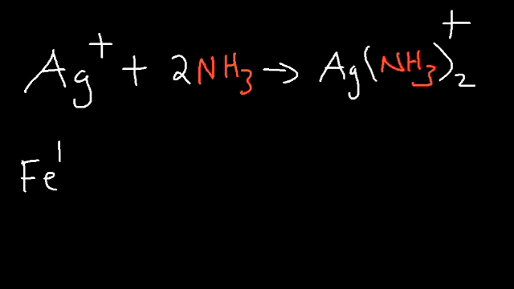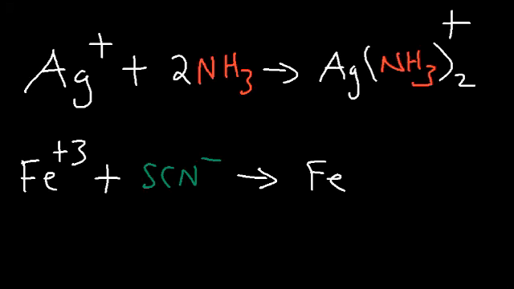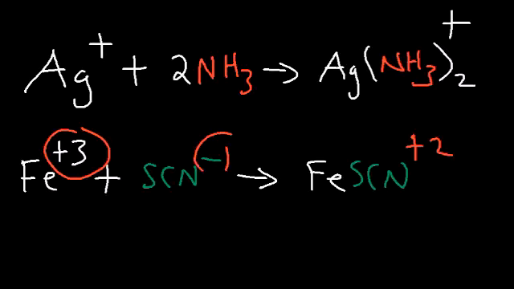Now the Fe3+ cation can also form a complex ion with thiocyanate, and it forms this iron thiocyanate complex. And the net charge is 2+. It's the sum of positive 3 and negative 1. If you add them, you get +2. So what you want to take from this is that transition metal ions can form complex ions in solution.